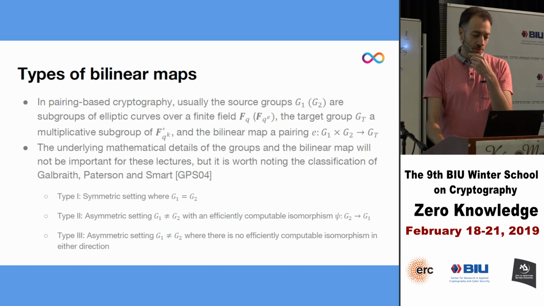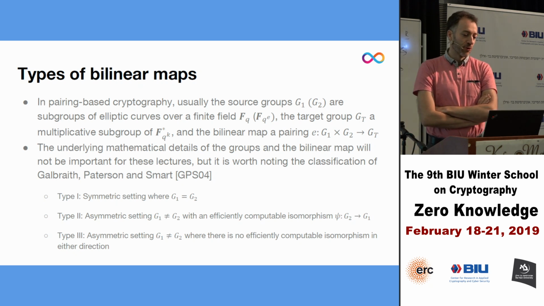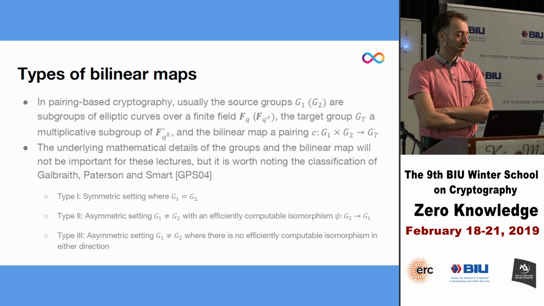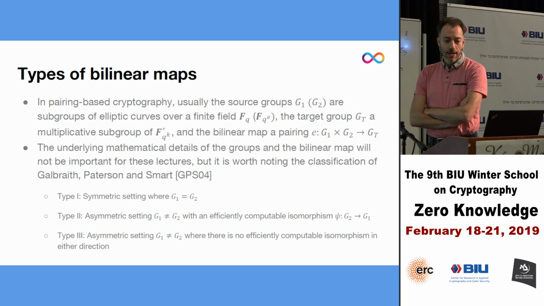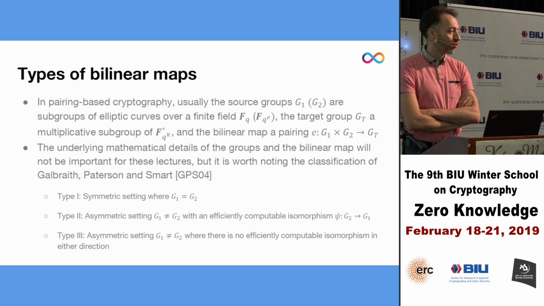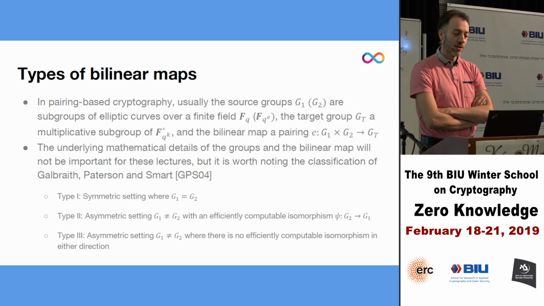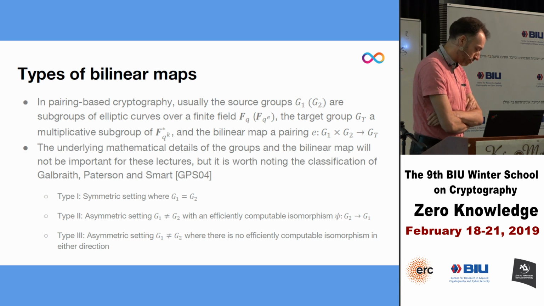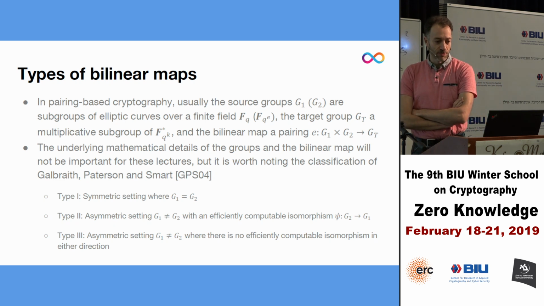Okay, so usually these groups are subgroups of elliptic curves or finite field or an extension of a finite field. A target group is typically a multiplicative subgroup of some large field. But it doesn't really matter too much the mathematics, and I'll not go into the mathematics of pairings. I do want to distinguish between three types of pairings, though. Classification due to Galbraith, Patterson, and Smart.